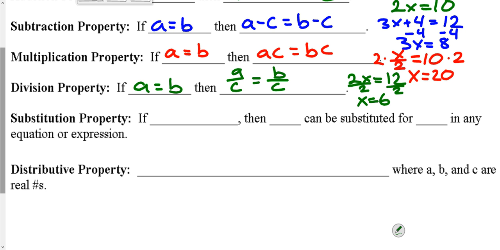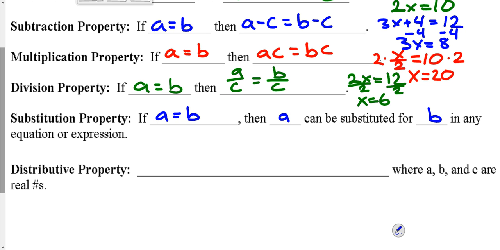The substitution property. If A equals B, then A can be substituted for B in any equation or expression. So if we know A and B equal each other, we can substitute A for B or B for A in any equation or expression.